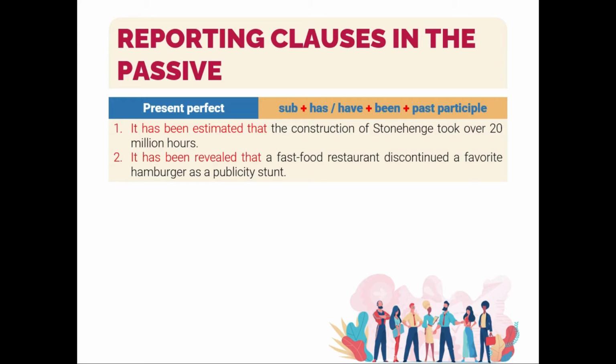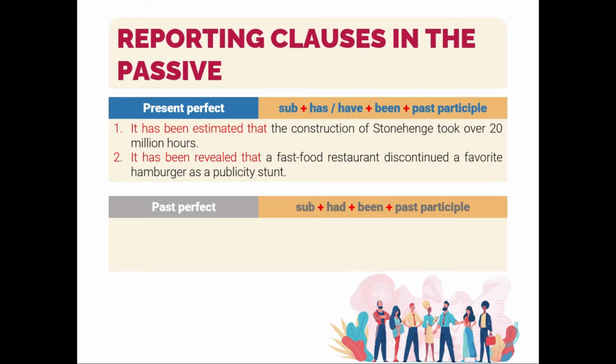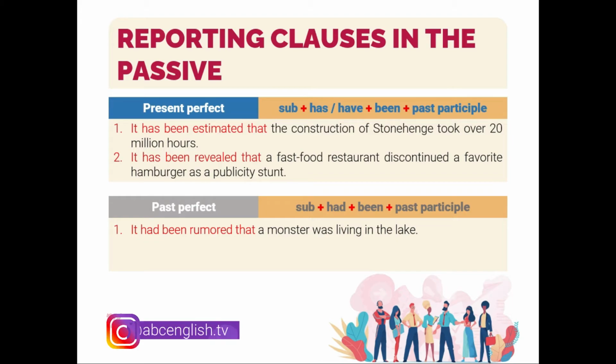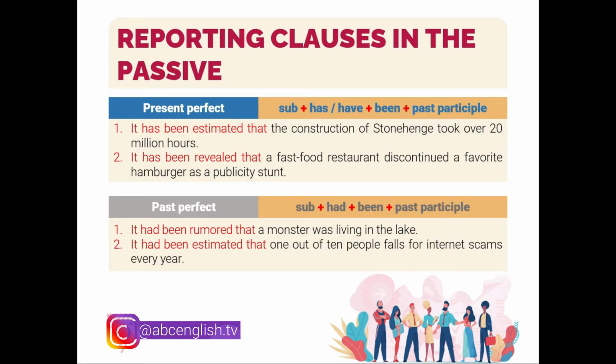Now, past perfect passive, which is created with subject plus had plus been plus past participle. For example, number 1, it had been rumored that a monster was living in the lake. Number 2, it has been estimated that 1 out of 10 people falls for internet scams every year.